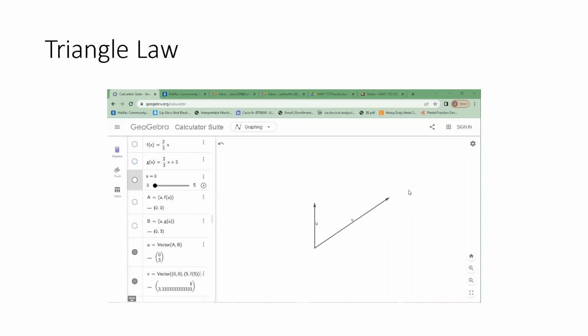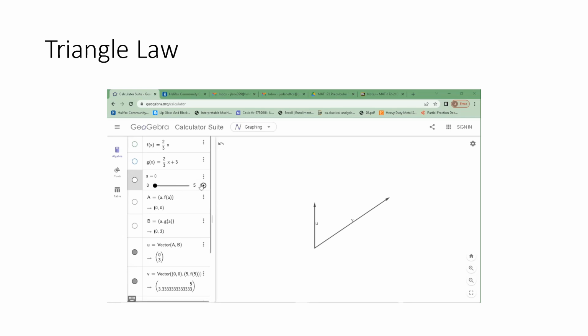In this brief demonstration of the triangle law, we have two vectors, u and v, where they share an initial point. And what we're going to do is move the u vector so that its initial point corresponds to the terminal point of v. And this is known as the tip-to-tail method. And this lays the foundation for the triangle law.